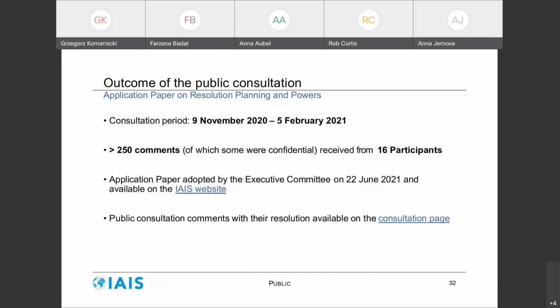Following addressing those comments and resolving them, the paper had the benefit of further comment by parent committee members. And at the end of the rainbow, the application paper was adopted by EXCO on June the 22nd and is now available on the IAIS website. Likewise, the resolutions to public consultation comments are available on the consultation page on the IAIS website. Next slide, please.